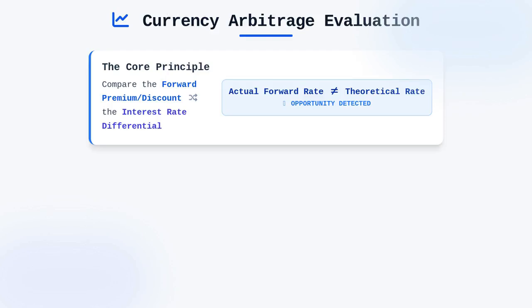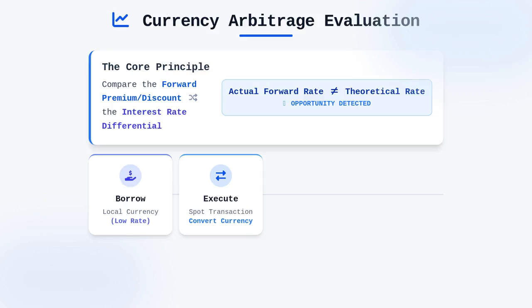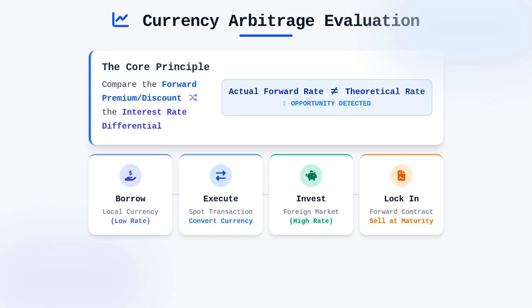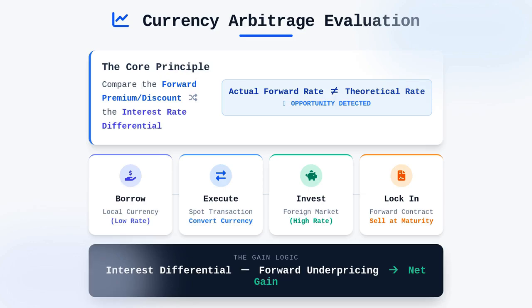Let us say you can borrow in a currency with an annual interest rate of 2%, while the investment opportunity in another currency offers 4%. If the forward market is underpricing the foreign currency by an amount smaller than the 2% interest differential, you can lock in a net gain. The process involves borrowing the local currency, executing a spot transaction, investing the foreign proceeds in a money market deposit, and entering a forward contract to sell those proceeds forward at maturity.